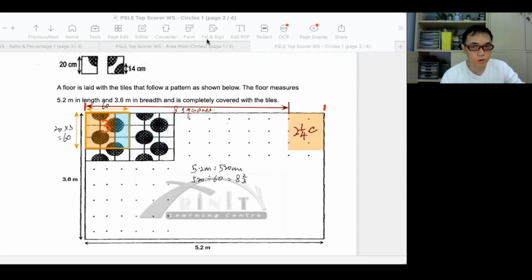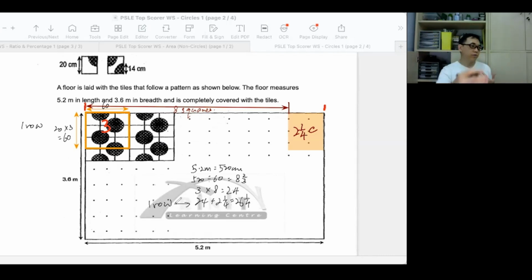It's 3 each. So 3 times 8. Yeah, so how much is 3 times 8? Okay, so 3 times 8 making 24 circles. Let's call this one row. Alright, so one row has got 24 circles, but I have not included this. So I'm going to add this in. So it's 24 plus 2 1/4, 26 1/4 for one row. Okay, now we got to determine how many rows we have.